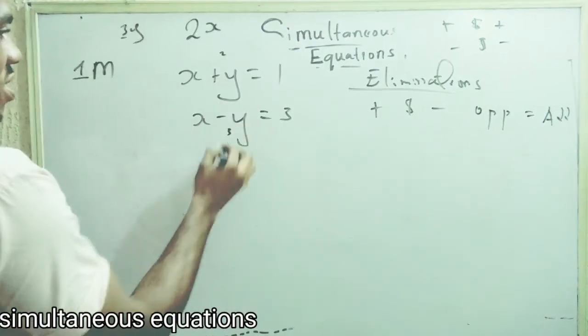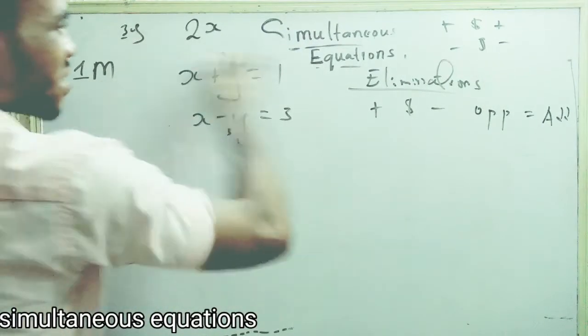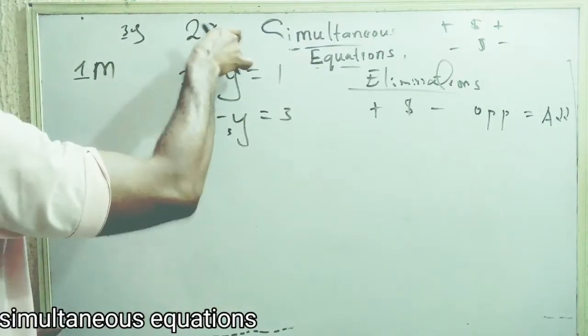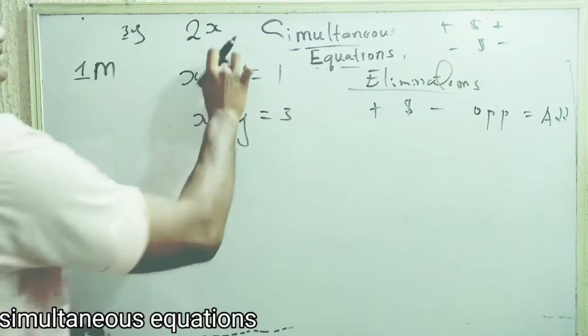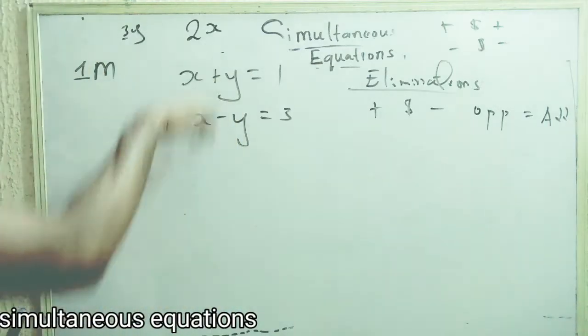2 and here is 3. Use this 3, multiply everything in equation 1. Use this 2, multiply everything in equation 2. That will make them equal. Now since they are equal, I will just go ahead and solve. I will add equation 1 to 2.